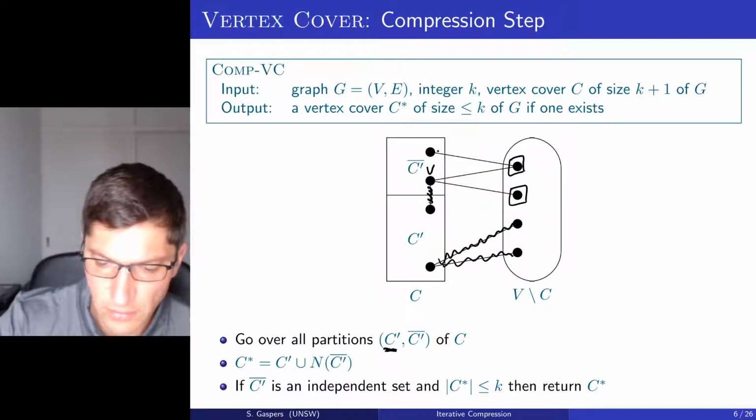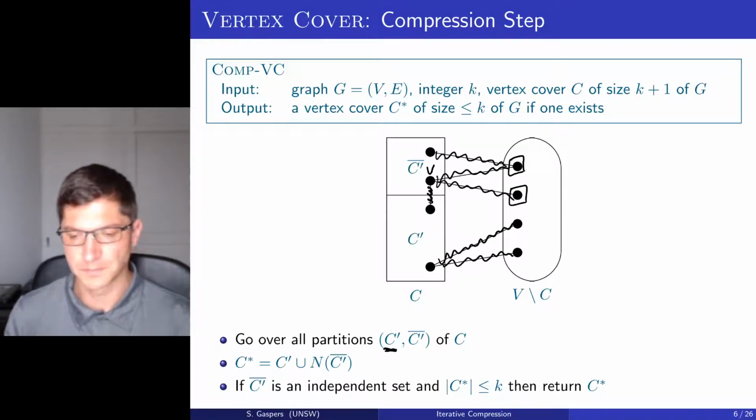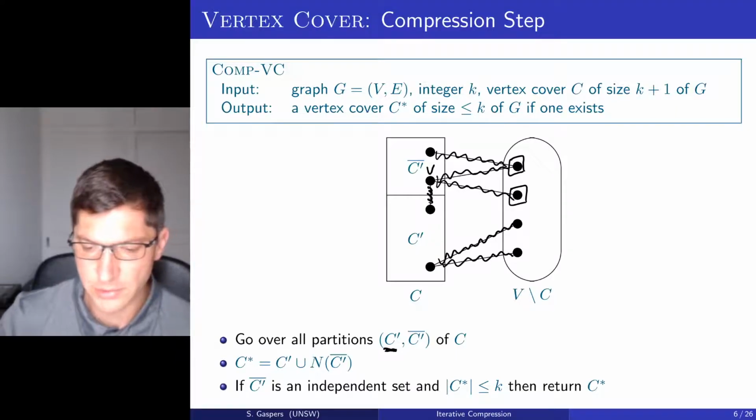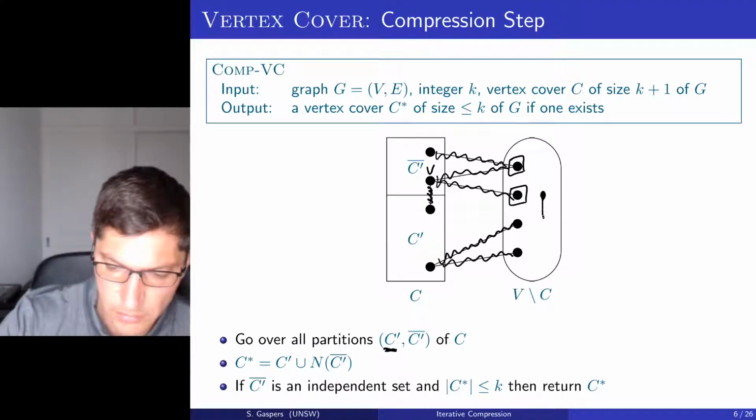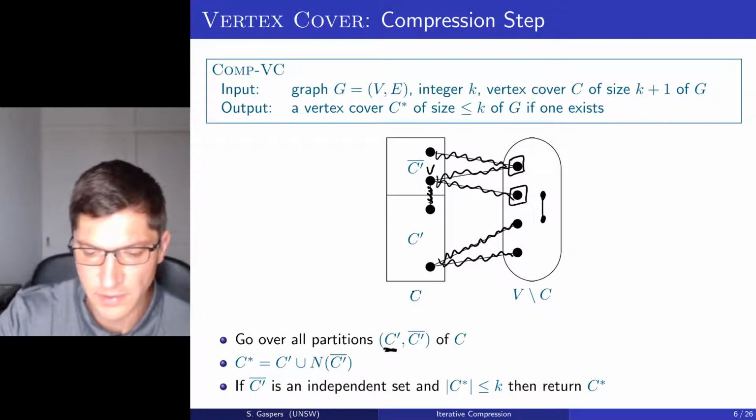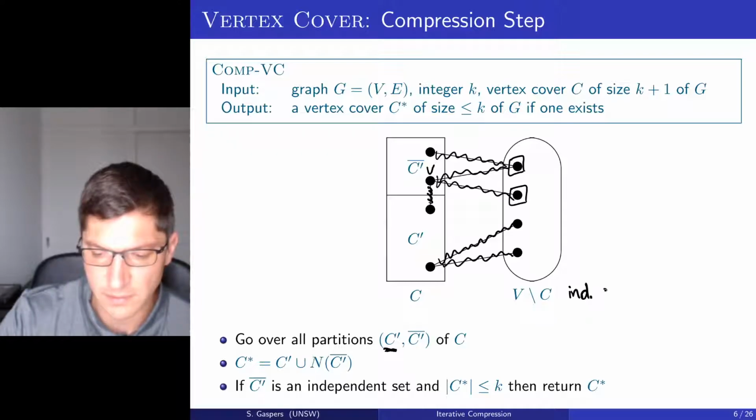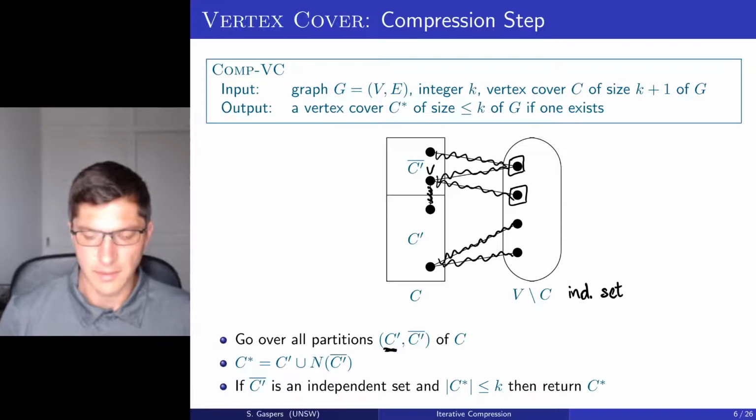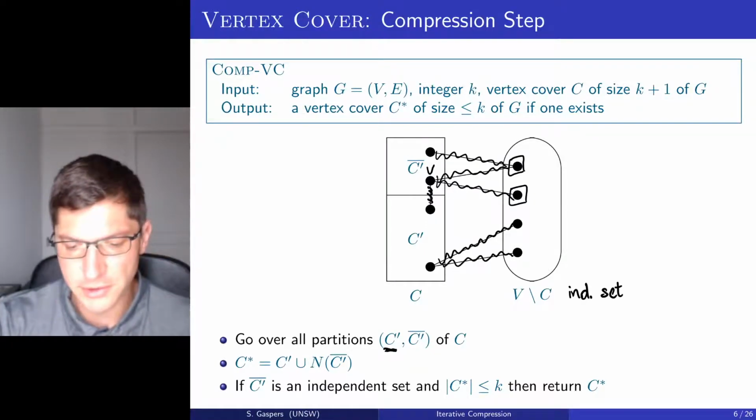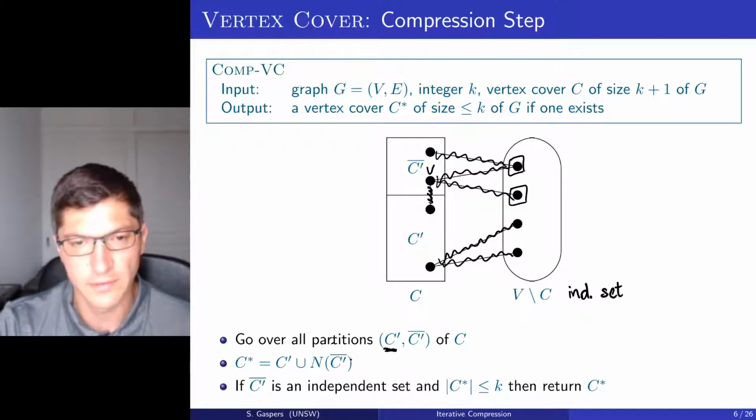So if we take the neighborhood of C prime bar into the vertex cover, this covers all the edges that are incident to C prime bar. Which other edges do we need to cover? We have to look at the edges in V minus C, but actually they don't exist, because C was a vertex cover, so all of the edges had at least one endpoint in C. V minus C is an independent set. So for this partition, our new vertex cover is C prime union the neighborhood of C prime bar.